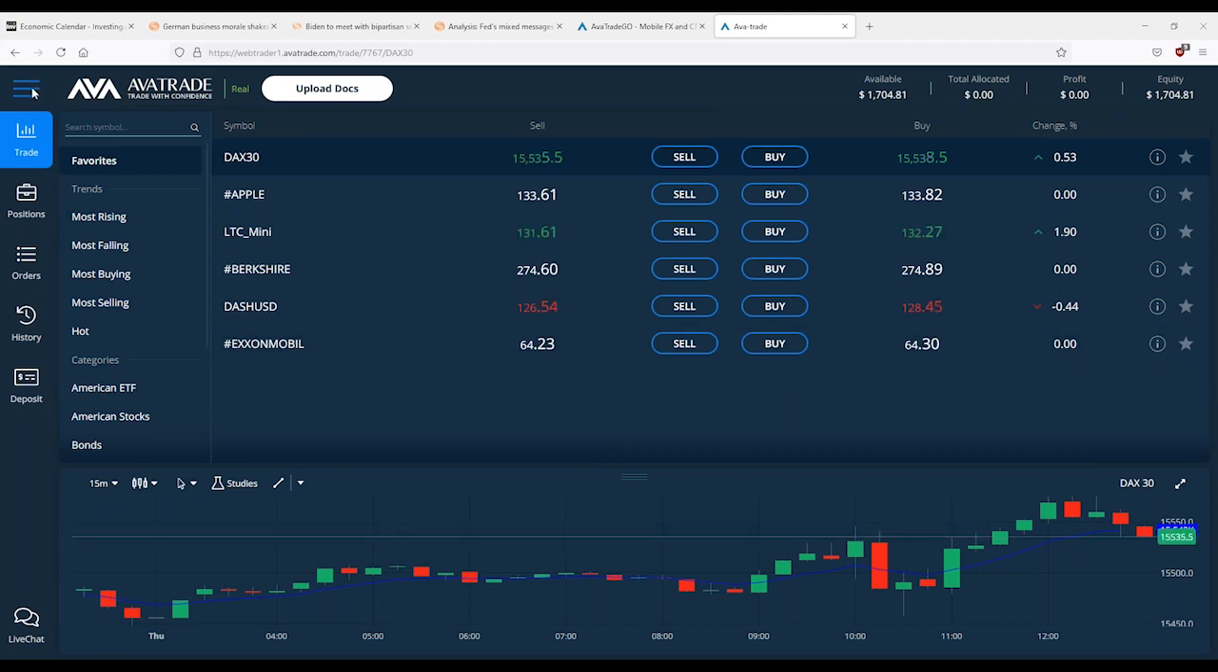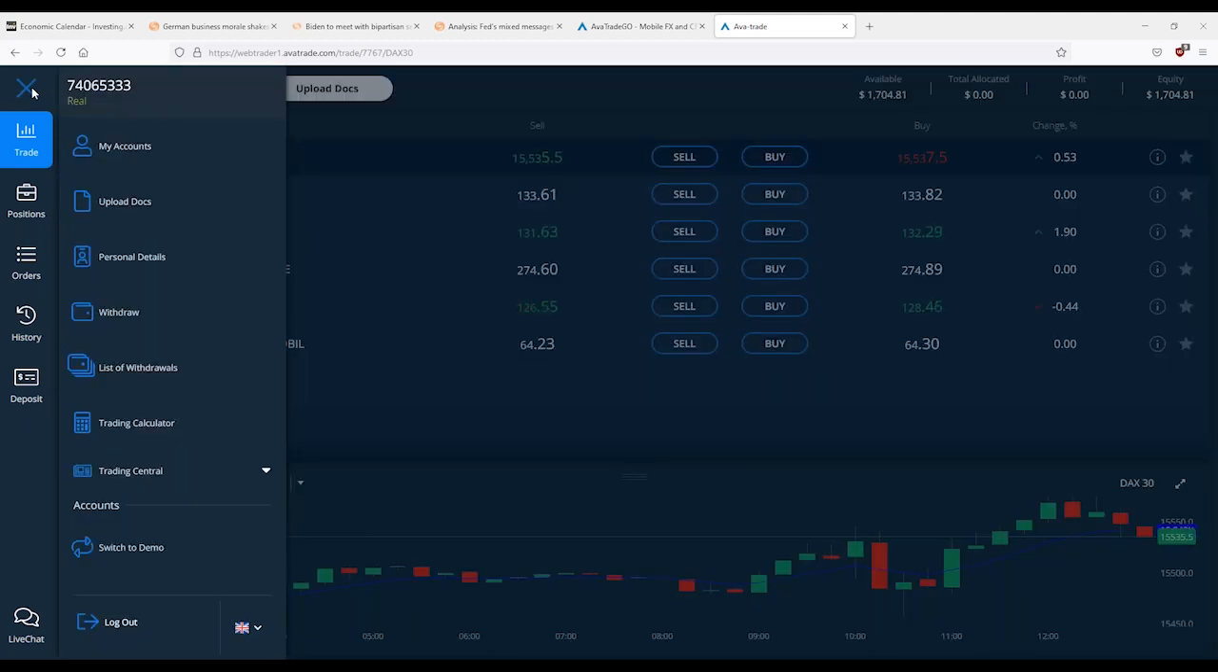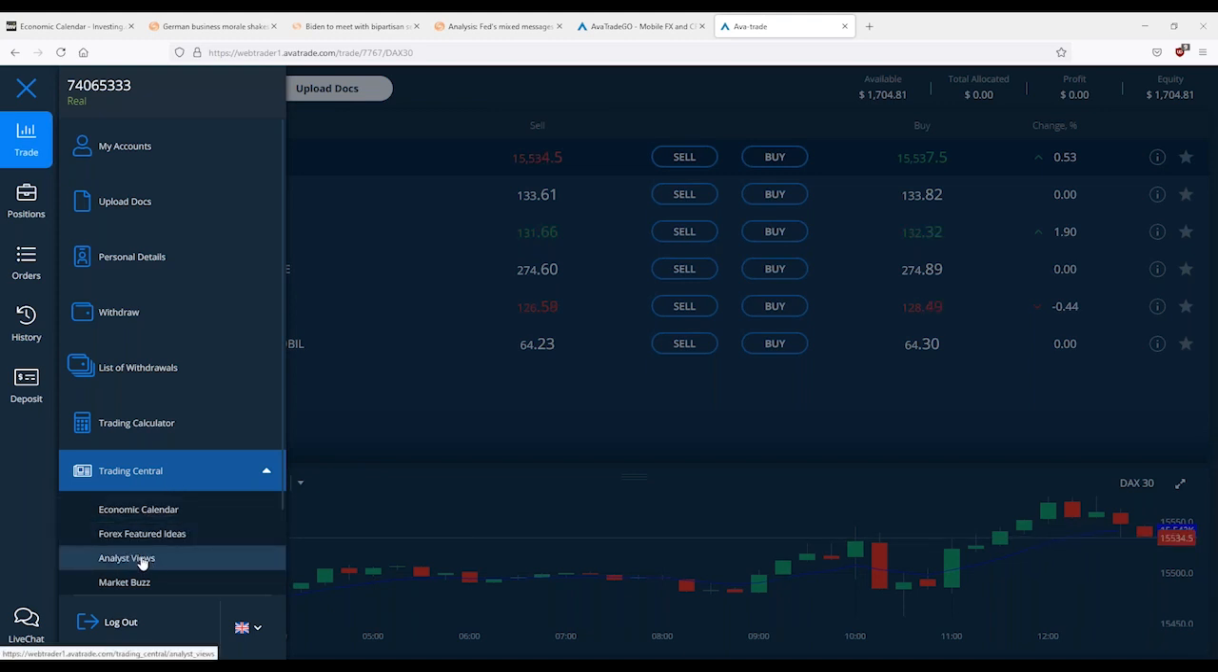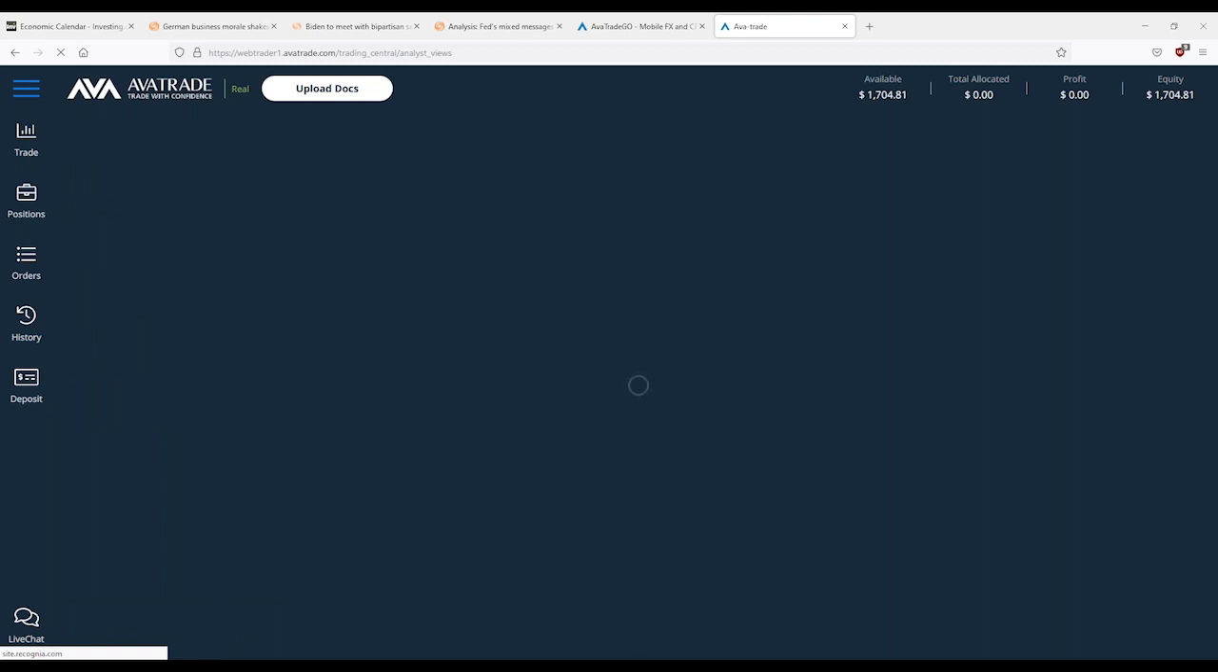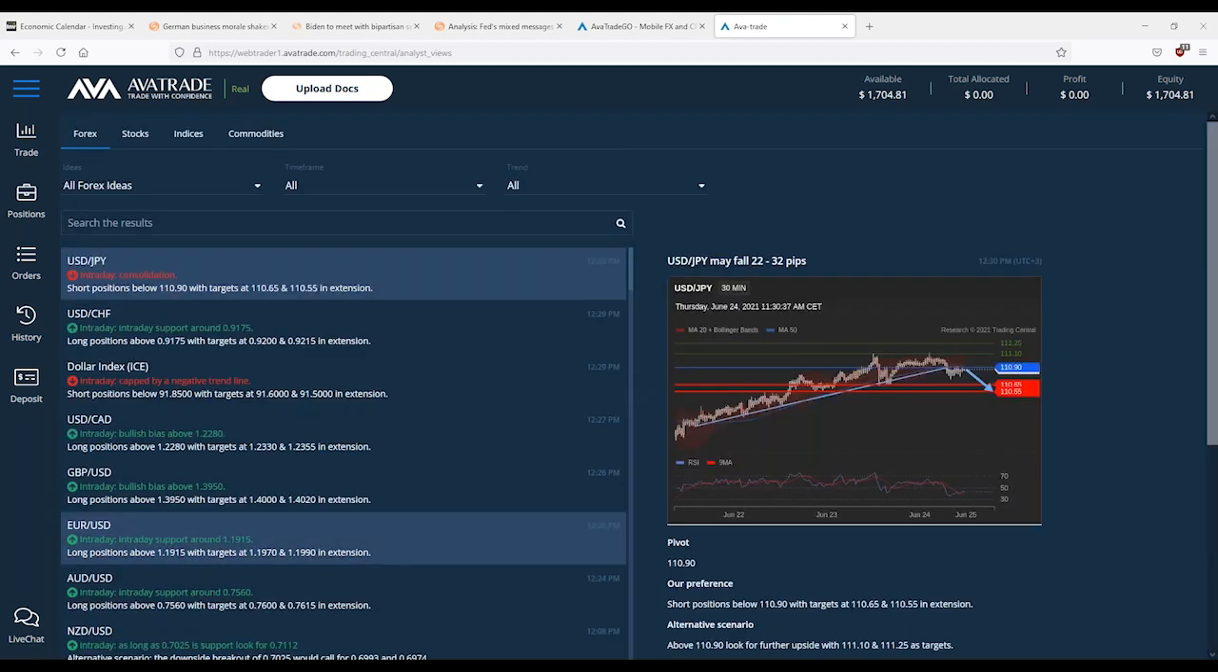Something that relates to our topic today, technical analysis. If you go to the tab here, go to Trading Central. We have some premium features available through Trading Central for free. If you go to analyst views, you have free signals. You might not have known, but AvaTrade's giving you free signals through Trading Central.